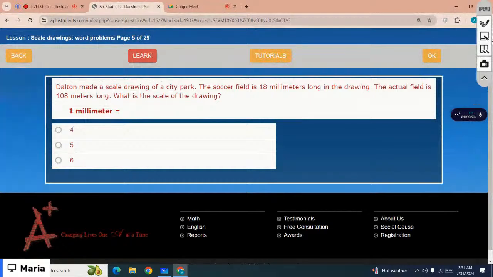Dalton made a scale drawing of a city park. The soccer field is 18 millimeters long in the drawing. The actual field is 108 meters long. What is the scale of the drawing? So, which is the correct option?